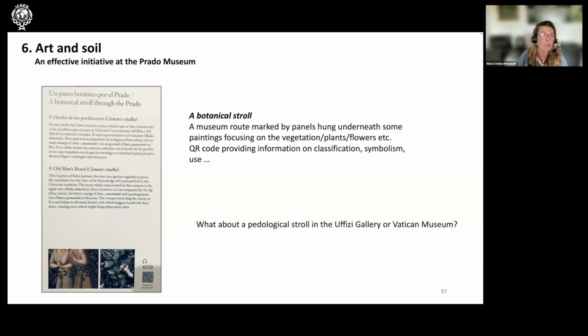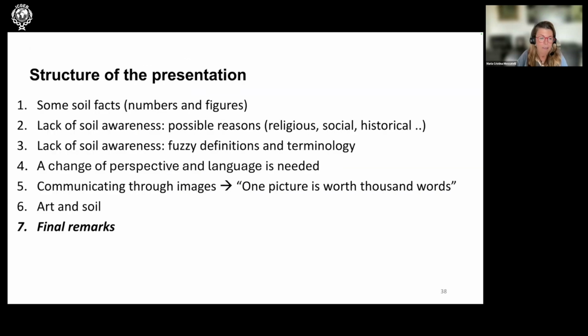So what about a pedological stroll in the Uffizi Gallery or Vatican Museum? This would be an interesting project to work with.